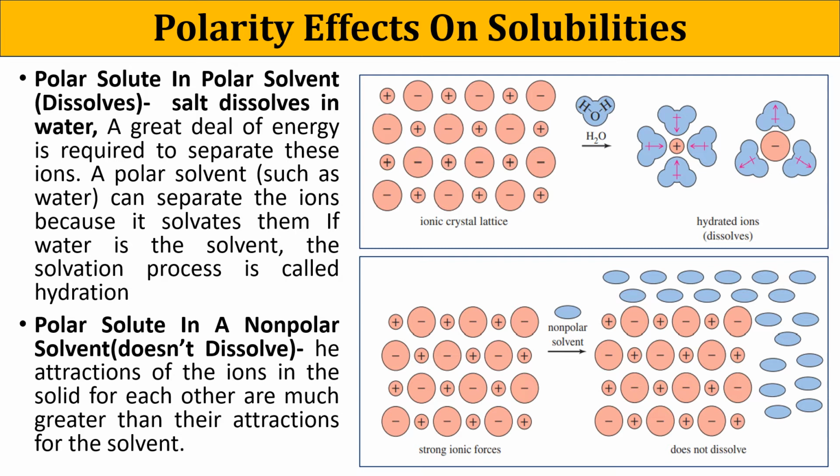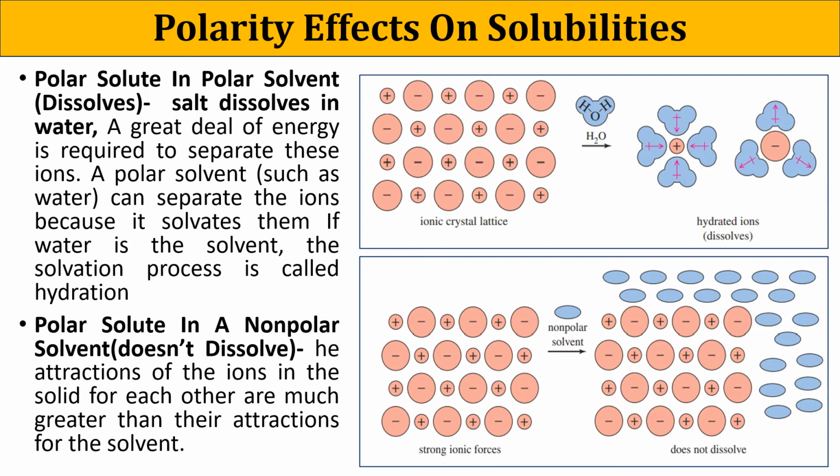The next case is a polar solute in a nonpolar solvent. It doesn't dissolve because like dissolves like. This is the general rule. If you stir sodium chloride with nonpolar solvents such as turpentine or gasoline, you will find that the salt does not dissolve. The nonpolar molecules of these solvents do not solvate ions very strongly, and they cannot overcome the large lattice energy of the salt crystal.